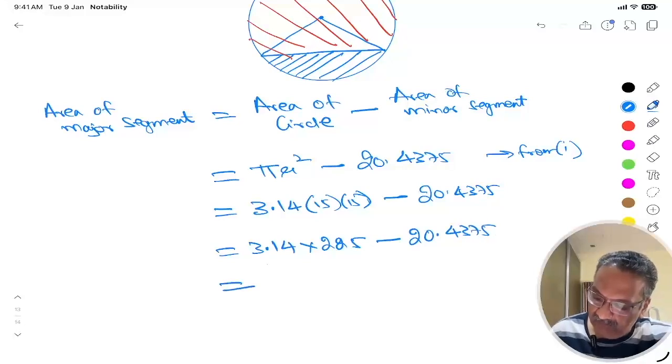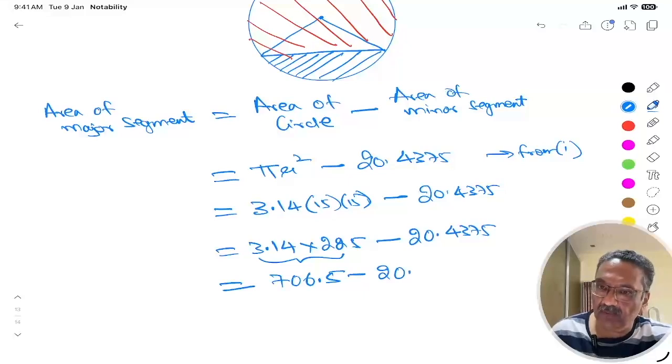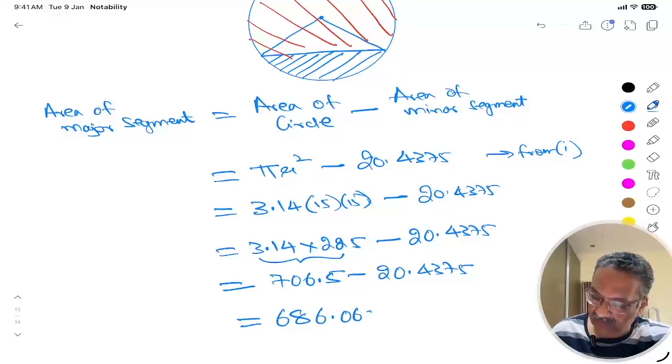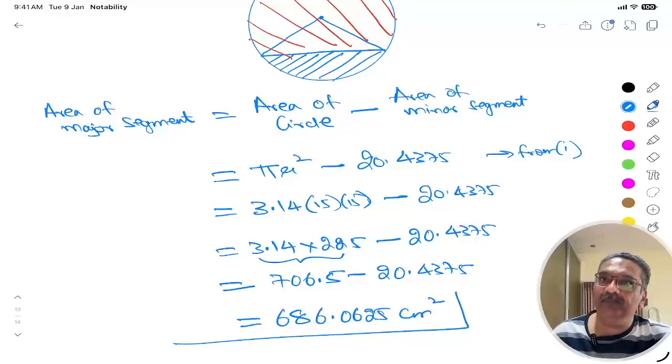This is equal to 3.14 into 225 minus 20.4375. See, this comes out to be about 706.5 minus 20.4375. This is equal to 686.0625 centimeter square. So this is the area of the major segment.